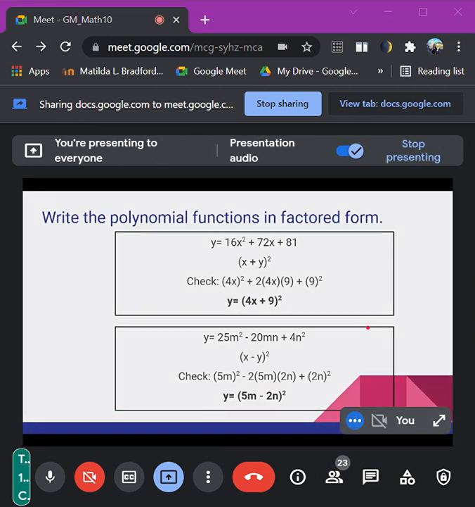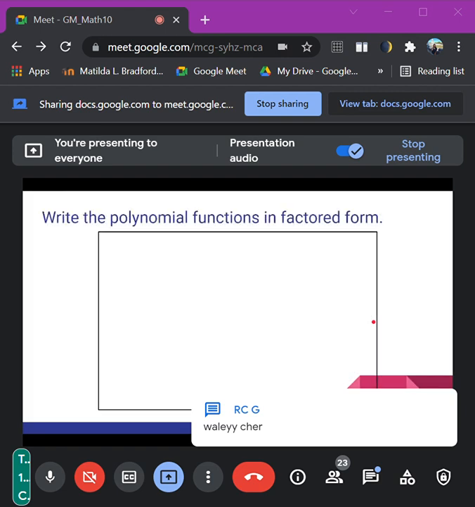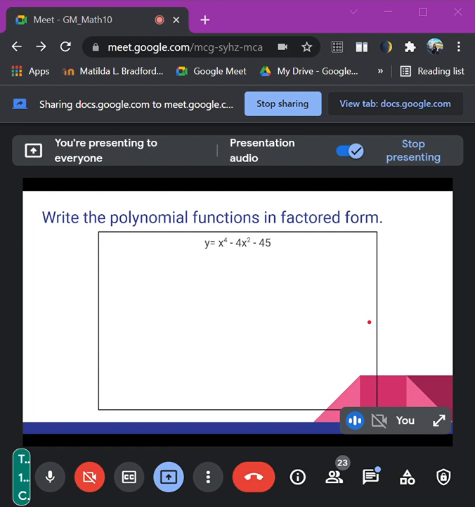Okay. Now down to the last one, class. We have here y is equals to x raised to the power of 4 minus 4x squared minus 45. So how about this one? What can we apply here, class?